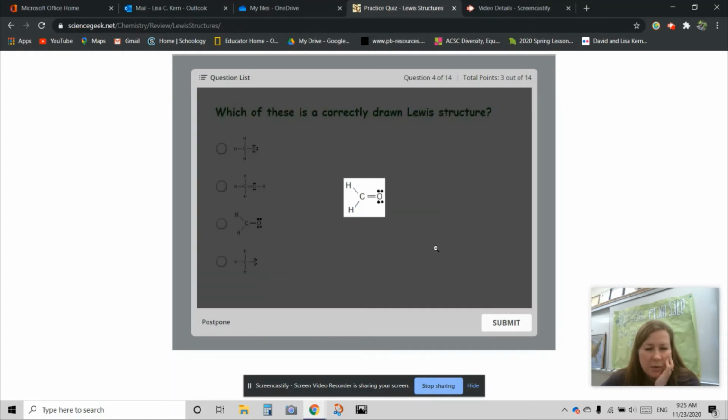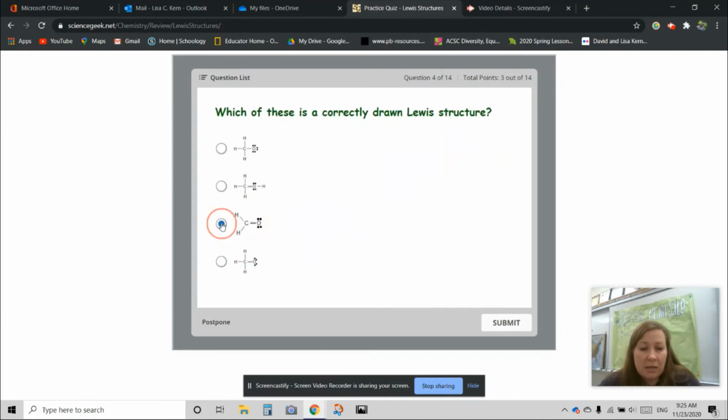Let's check and see if we're okay here. Here we have carbon with its 4 valence electrons and 2 hydrogens with 1 each, so that's 6, plus an oxygen which has 6, so this should have 12 valence electrons. This has 2, 4, 6, 8, 10, 12. So that is correct. That is our correct answer.